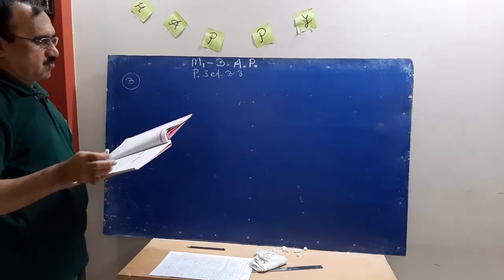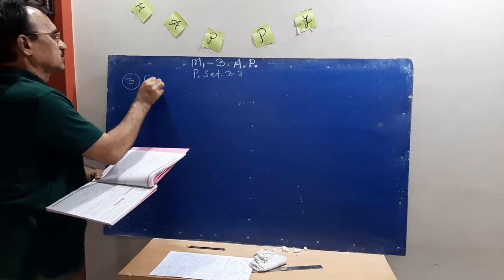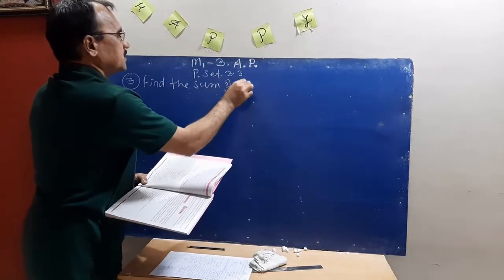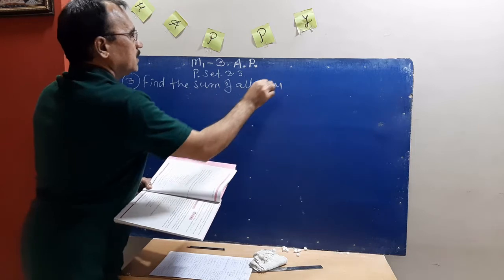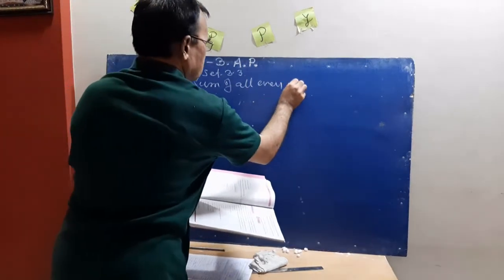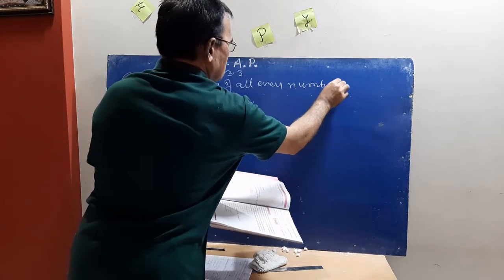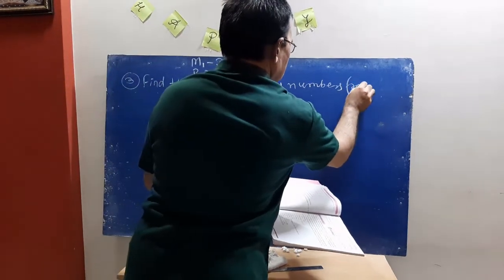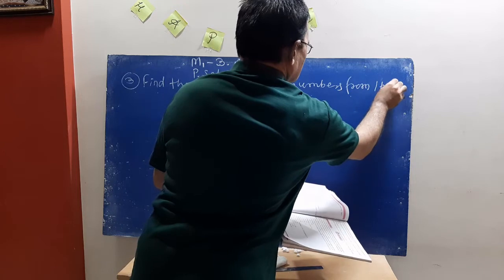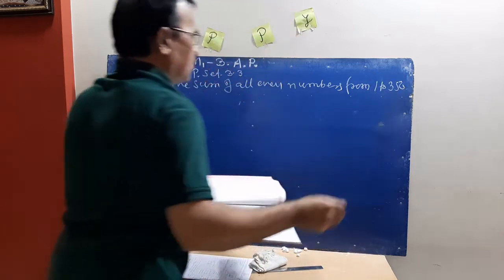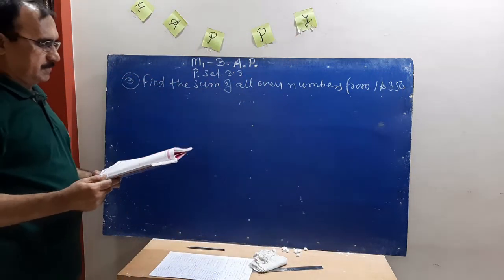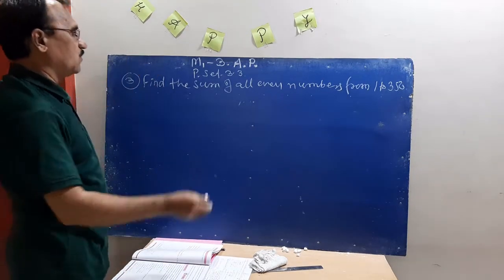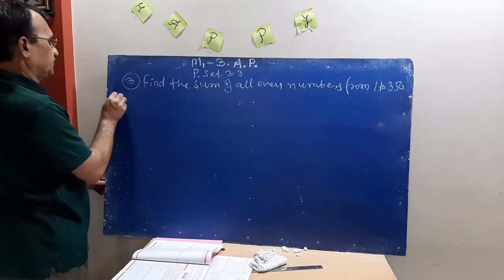Find the sum of all even numbers from 1 to 350. First we have to write: find the sum of all even numbers from 1 to 350.